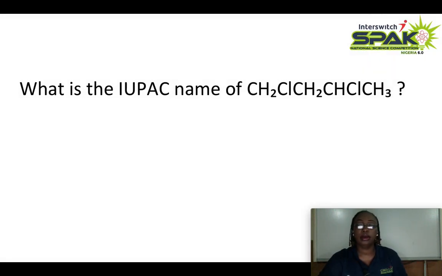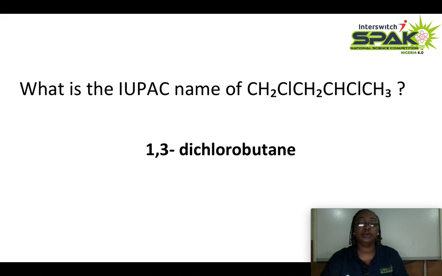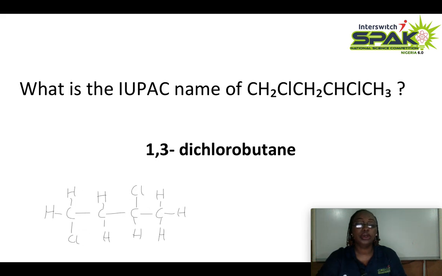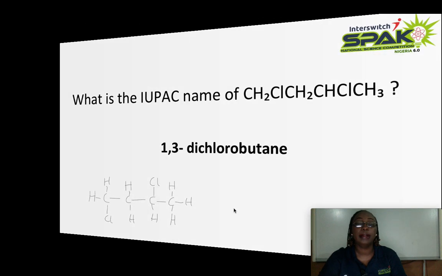What's the IUPAC name of this compound? Let's look at it. The IUPAC name is 1,3-dichlorobutane. And how do you get 1,3-dichlorobutane? If you look at it, you realize that we have 4 carbons, and then we have 1 chlorine attached to the first carbon, and also one attached to the third carbon. That's 1,3-di, because there are 2 chlorines, then butane.